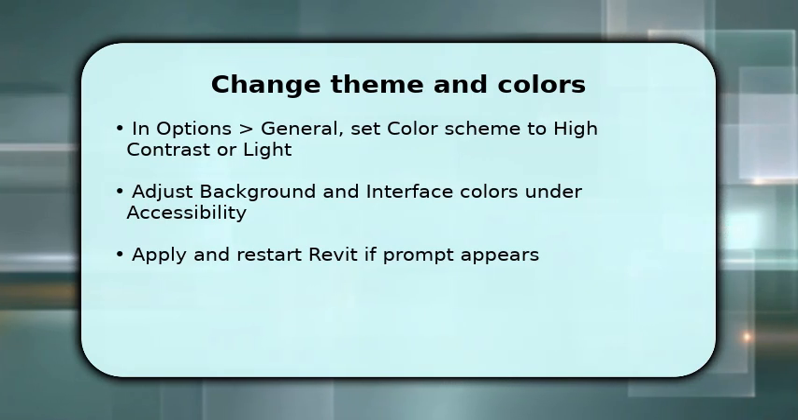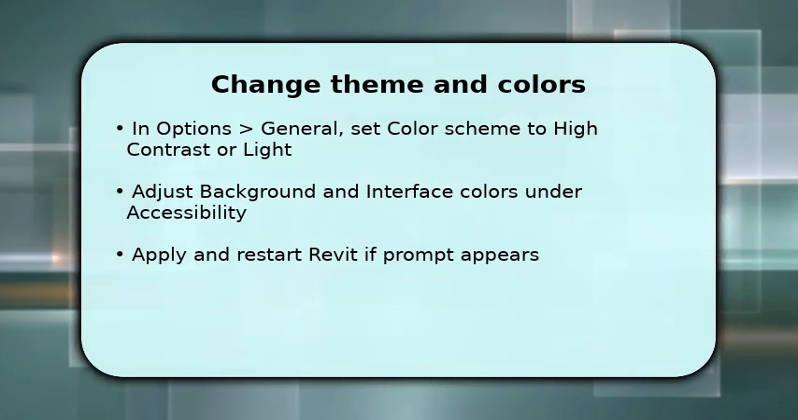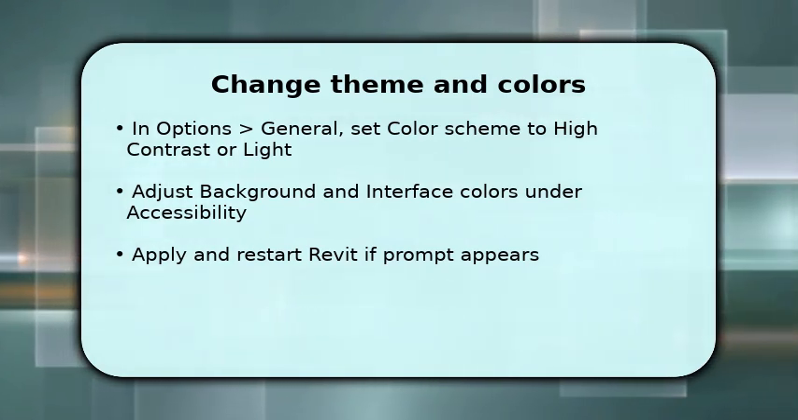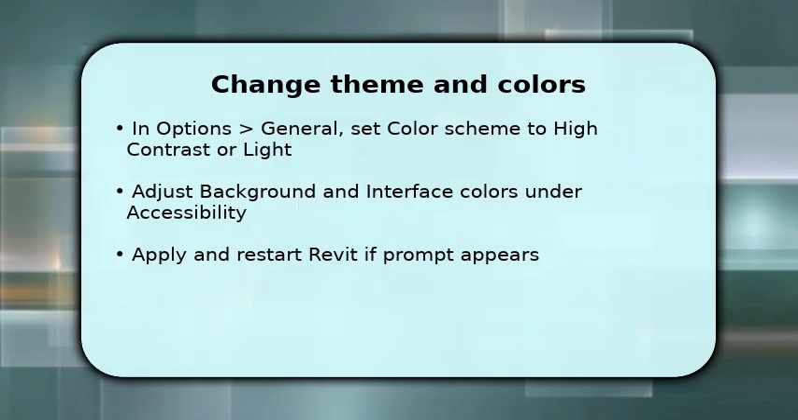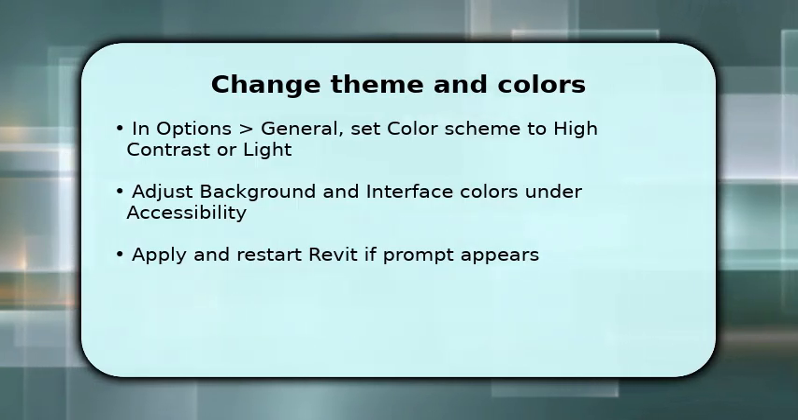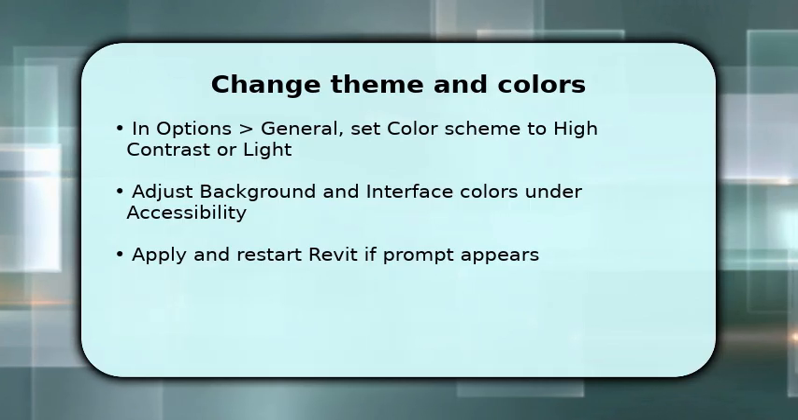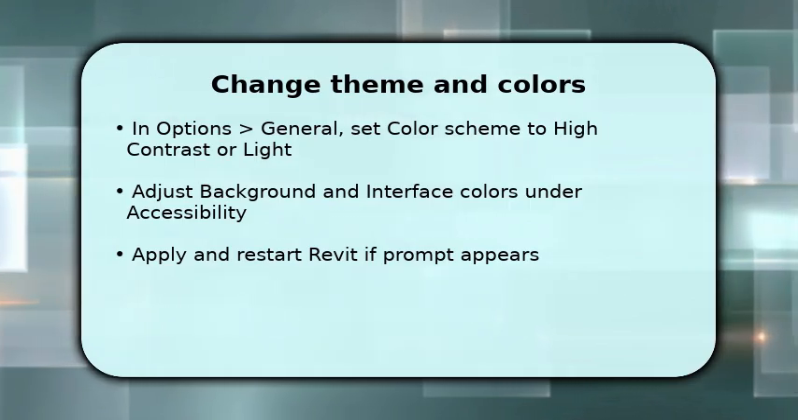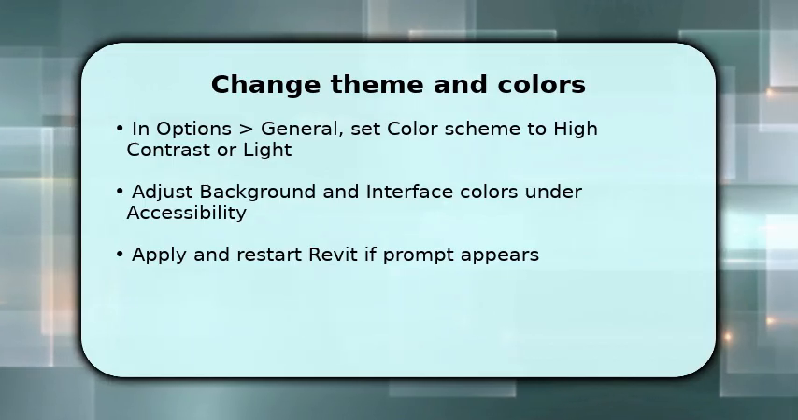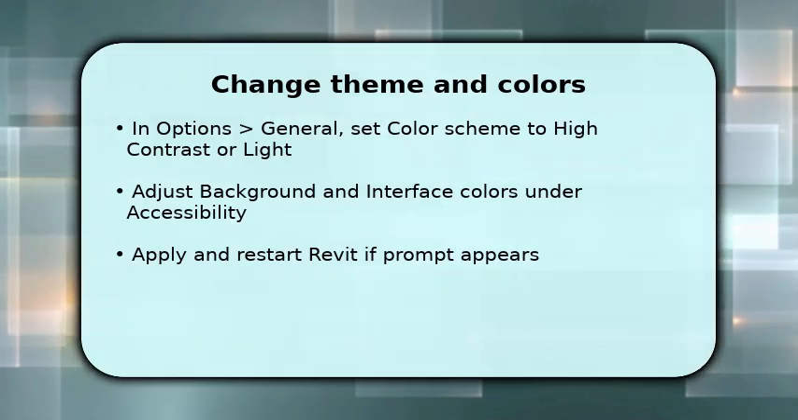In Options under General, set the color scheme or theme to light or high contrast depending on your preference. This removes dark mode UI elements. Then open the Accessibility or Graphics section and manually set background and interface color swatches to lighter tones if needed. This fixes persistent dark palettes.